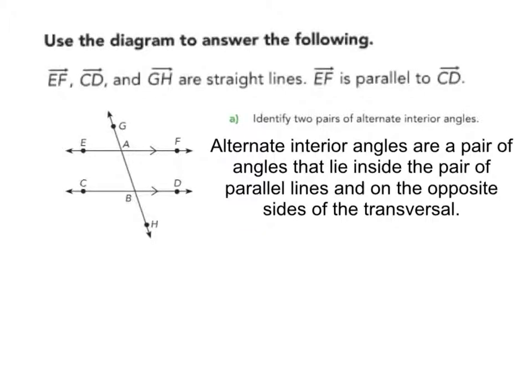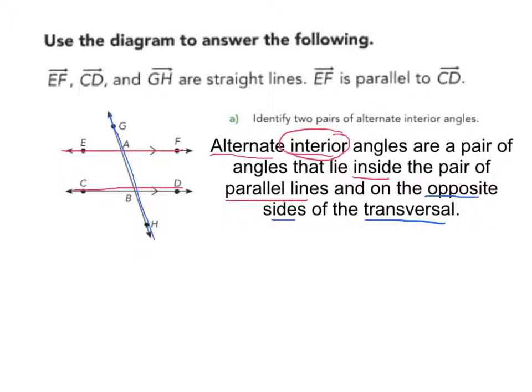Let's go over the definition of alternate interior angles. If I look at the words alternate and interior, I know that interior is going to be inside, and alternate are going to be opposite of each other, which makes sense when you look at the definition. So alternate interior angles are a pair of angles that lie inside a pair of parallel lines. I'm going to outline the parallel lines here in red. And the alternate interior angles will be on the opposite sides of a transversal. So I'll underline the transversal here in blue.